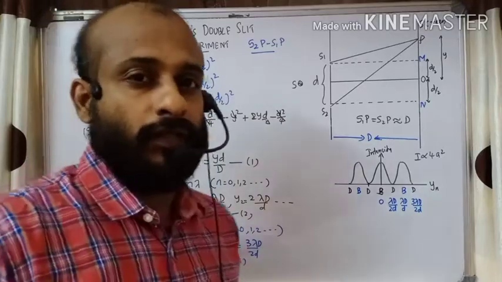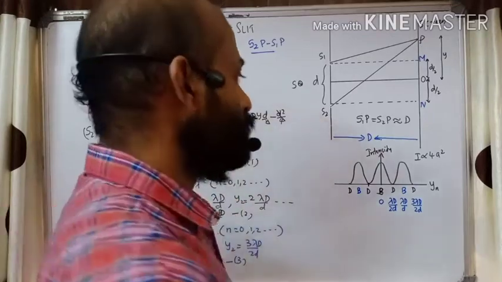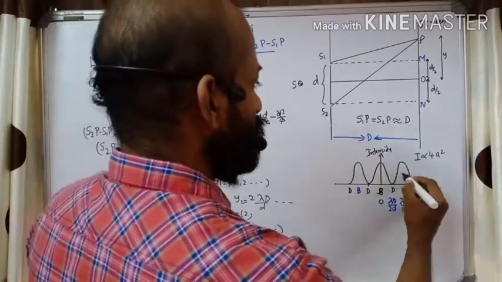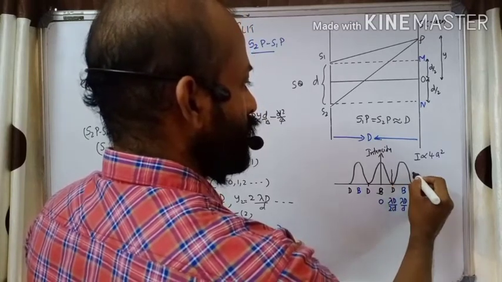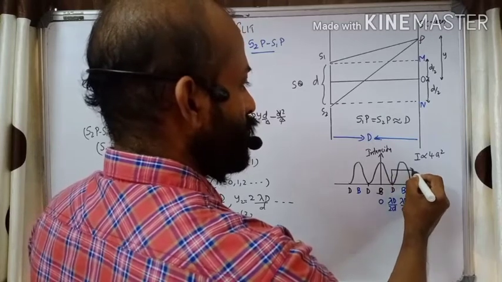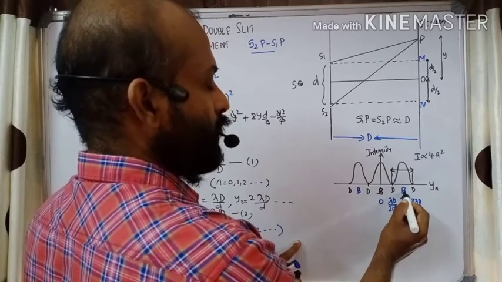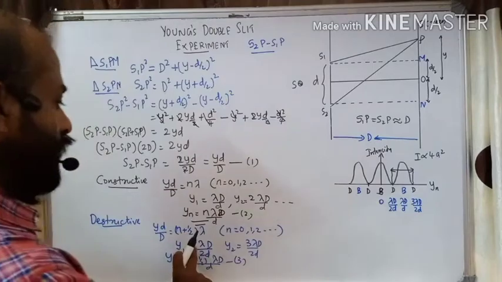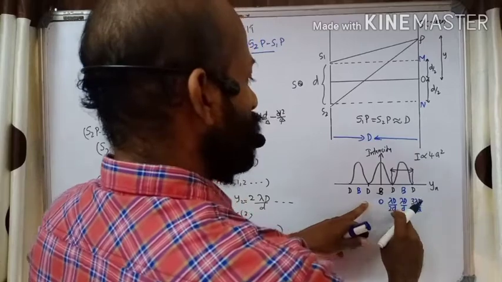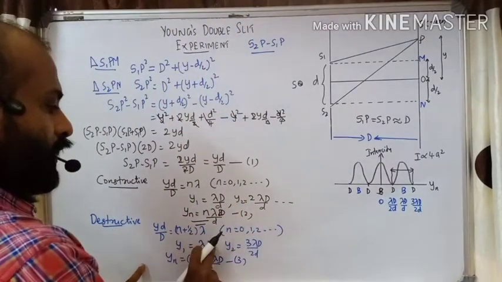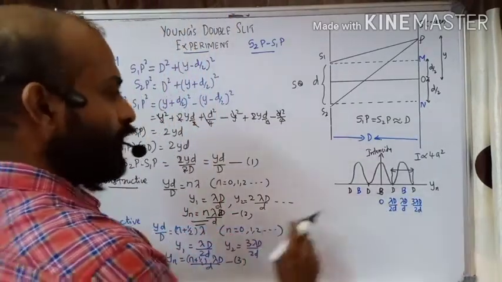Now we will see the fringe width. Fringe width means the distance between two consecutive bright bands or dark bands. So this is one dark band, next dark band, and this distance we need to measure. What will be this length? From center to the first bright band, what is the distance? We have lambda D by d. From center to the first dark band, for the dark band we have lambda D by 2d. Next dark band, we have 3 lambda D by 2d.